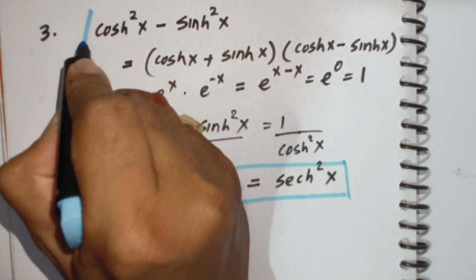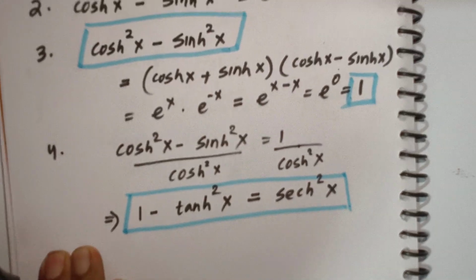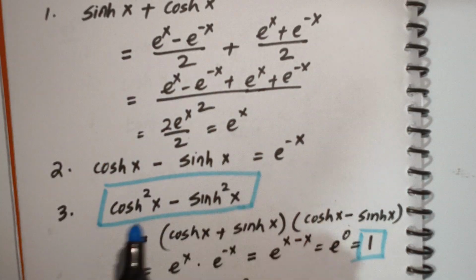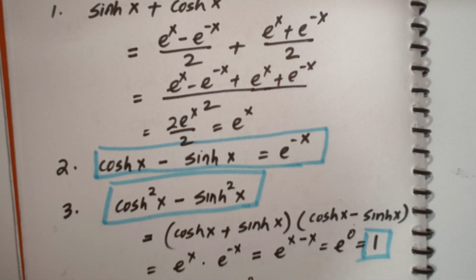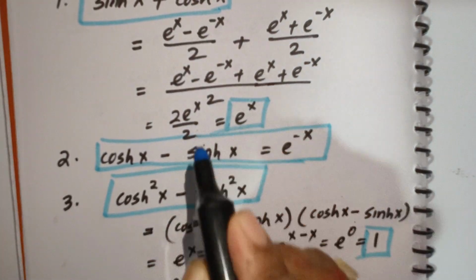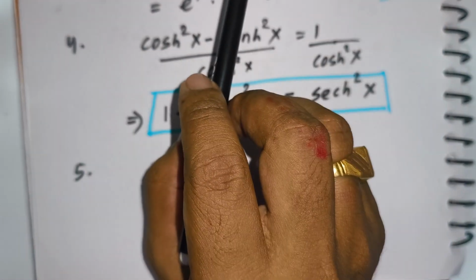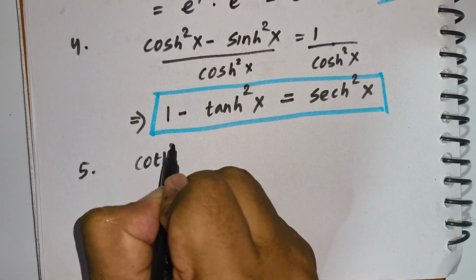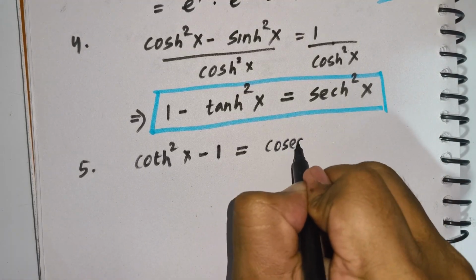Also we have this one, this is equal to 1, and the sum of hyperbolic sine and cosine is e to the power x, and cosine hyperbolic minus hyperbolic sine is e to the power minus x. So till now we have these identities. Similarly, you can also divide by hyperbolic sine square to get hyperbolic cotangent square minus 1 is equal to hyperbolic cosecant square.